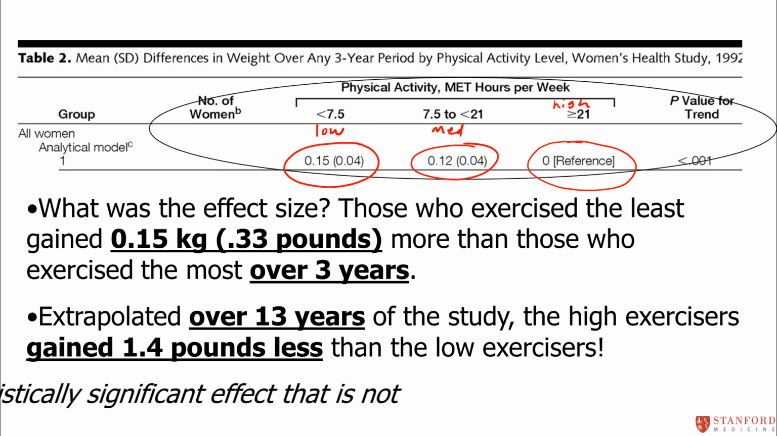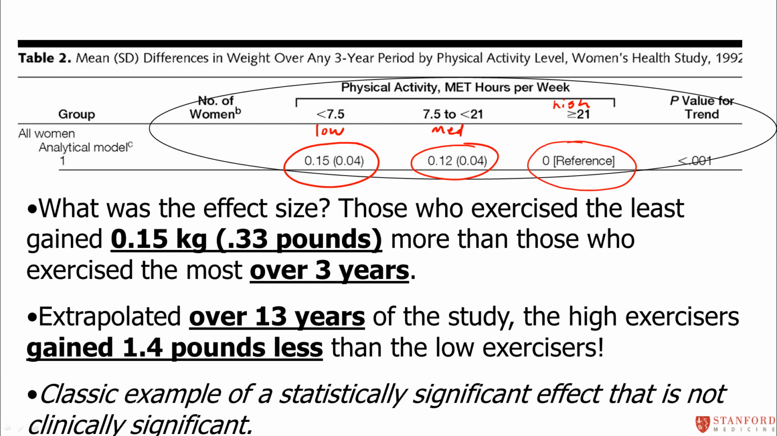So this is a classic example of a statistically significant effect. Notice the p-value here, very highly significant. A statistically significant effect that is not clinically significant. This is a real effect, so the high exercise group really did gain less weight over time, but the amount of weight that they saved themselves was so small. It's clearly not where we're going to want to put our money in terms of solving the obesity crisis. That's a very small payoff for exercising an hour a day.